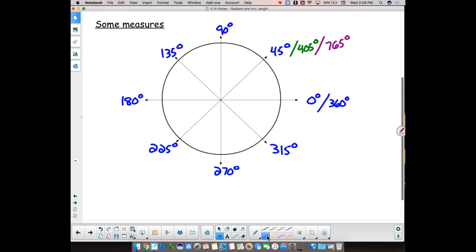So just because there's only 360 degrees in a circle, doesn't mean that the angle stops there. We can have ginormous angles. We could figure out where an angle of 1,280 degrees is. We can do it. We just keep going around the circle. All right?